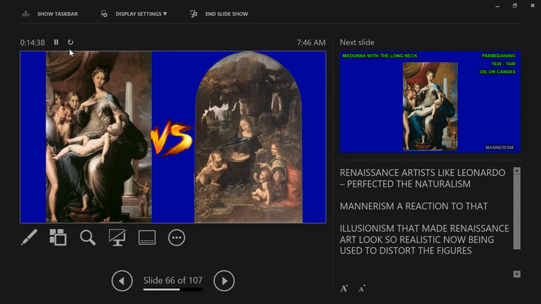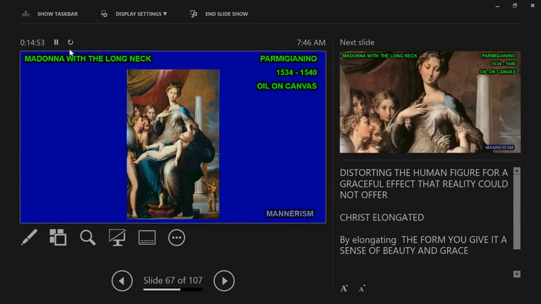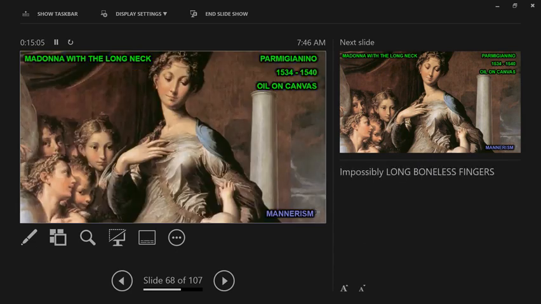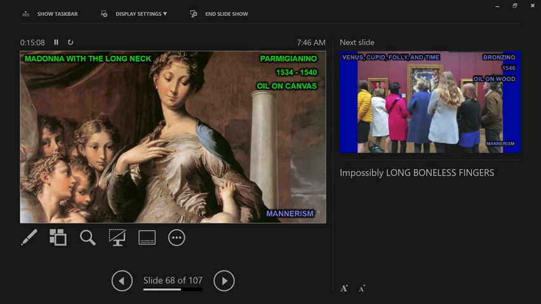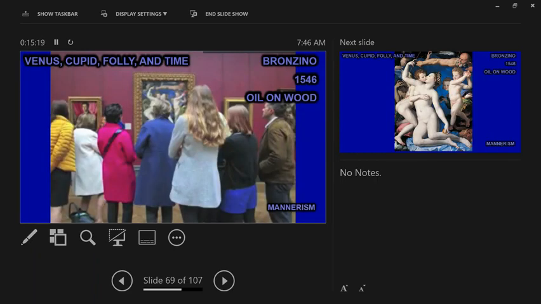All right, Renaissance artists like Leonardo had perfected naturalism, which is realism. Mannerism is a reaction to that, and the illusionism that made Renaissance art look so realistic is now being used to distort the figures. And distorting the figure for a graceful effect that reality could not offer. Her fingers are also impossibly boneless, so they look a little bit weird, right? And really long. All right, we are moving on to Venus, Cupid, Folly, and Time.